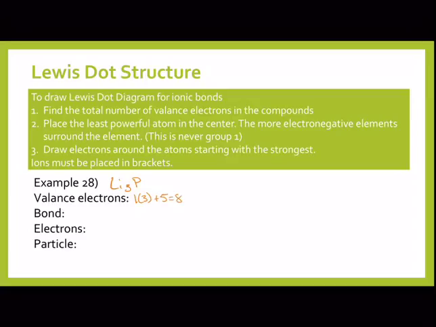Next example is Li3P. Lithium has 1 electron, but we have 3 of them. And phosphorus has 5, so we have a total of 8. It's a metal and a nonmetal, so it's an ionic bond. So we draw our phosphorus in the center and the lithiums around it. Each lithium has 1 electron. Phosphorus has 5. And each lithium is going to donate its electron to phosphorus.